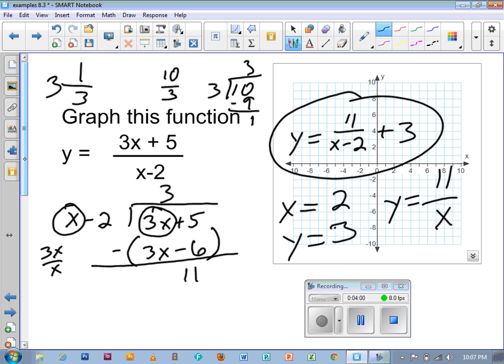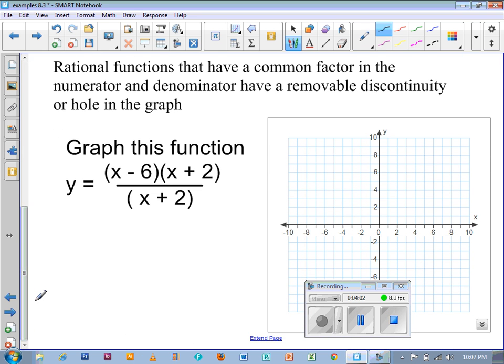Now, the last example I want to show you looks like this. And it's a situation that is unique. Now, this is a rational function that's already been factored. Sometimes you do have to factor rational functions, so be prepared for that. But I already factored it to save time.